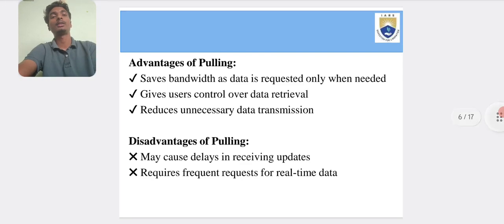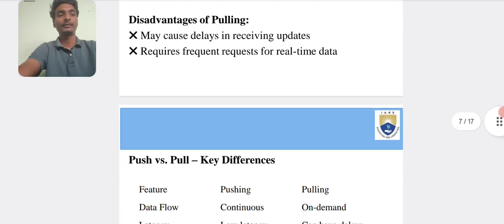So the advantages of pulling: it saves bandwidth as data is requested only when needed, gives users control over data retrieval, and reduces unnecessary data transmission. And the disadvantages of pulling: it may cause delay in receiving updates, and requires frequent requests for real-time data. So these are the advantages and disadvantages of pulling.